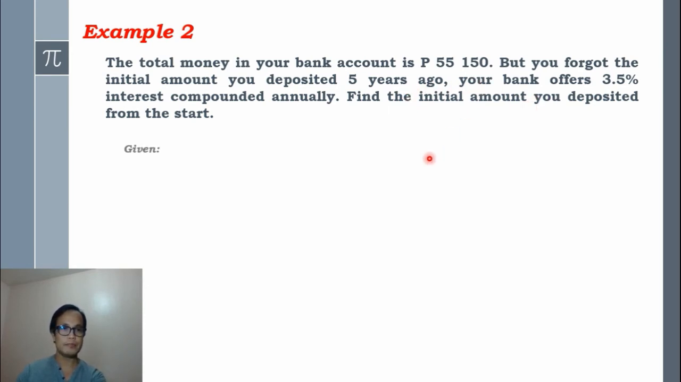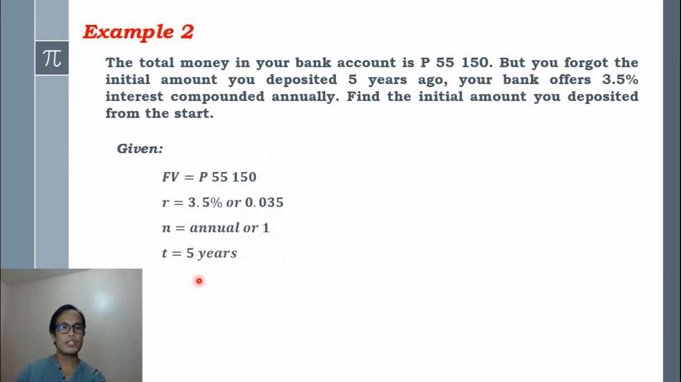So for the given, we have, of course, the future value, 55,150, and the same with our rate, which is 3.5%, or in decimal that is 0.035. This time, our n, the number of compounding periods, is annual, that is stated in the problem, compounded annually, meaning once a year, that is why we have 1. And of course, our time is 5 years, and we have to solve for the present value.